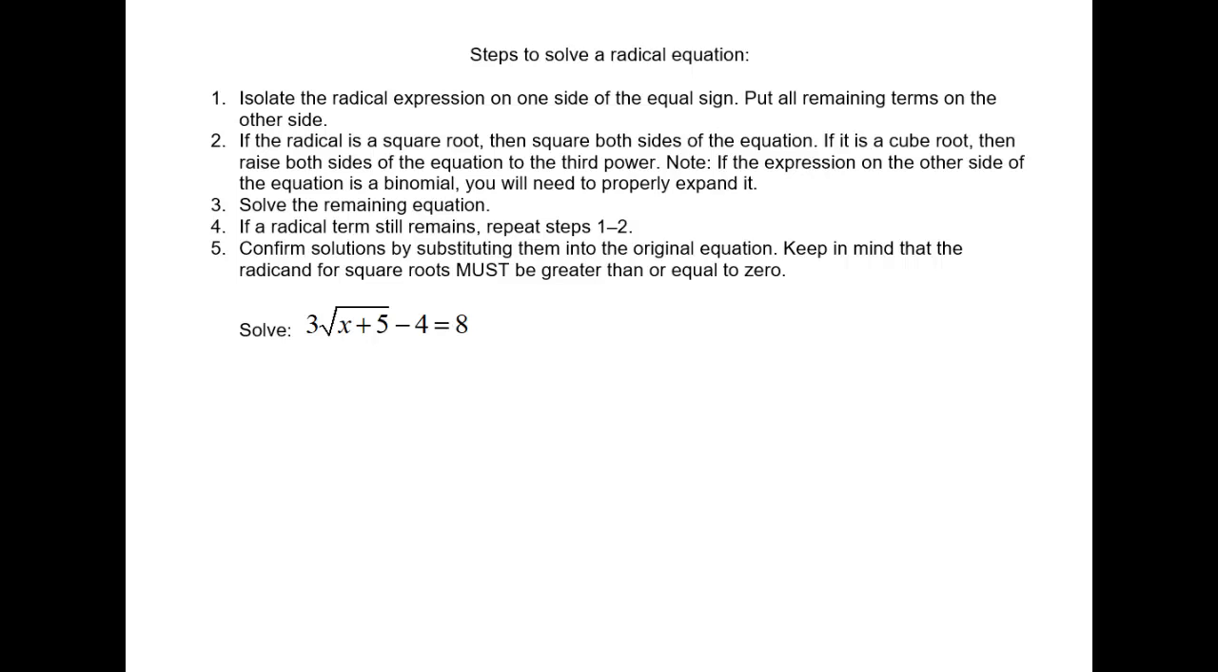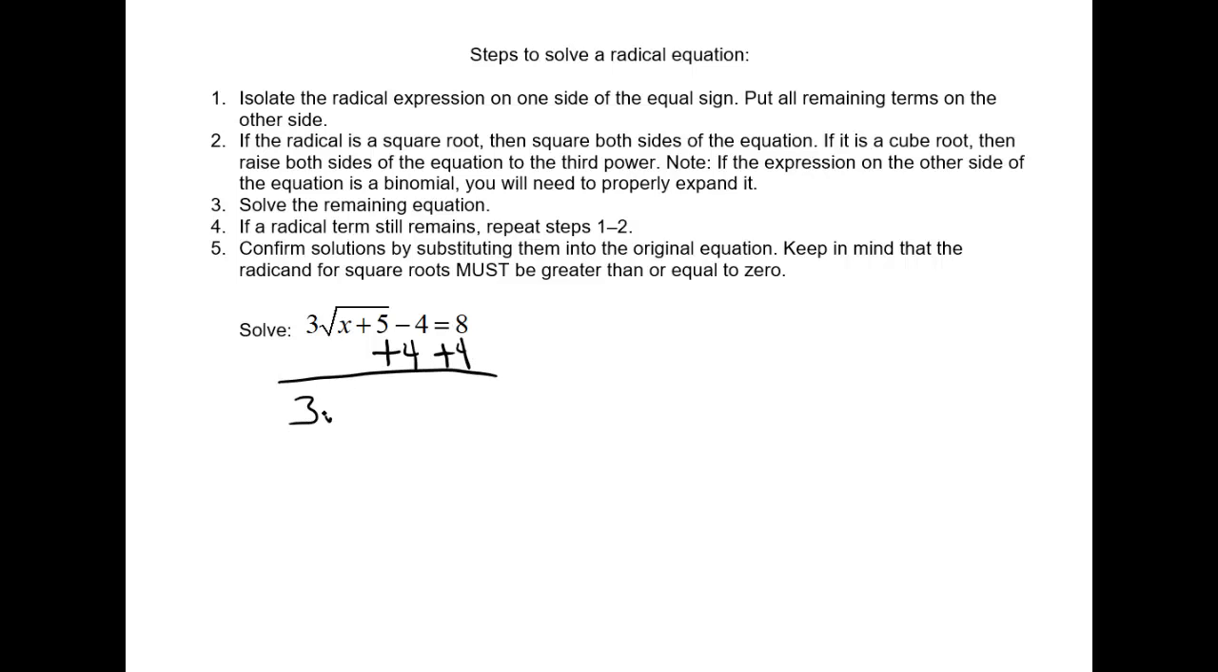Solve 3 times the square root of x plus 5 minus 4 equals 8. Our first step is to isolate the radical expression on one side of the equal sign by putting all remaining terms on the other side. So our first step is to move the negative 4 from the left-hand side to the right-hand side by taking its opposite. So we're going to add 4 to both sides of the equal sign.